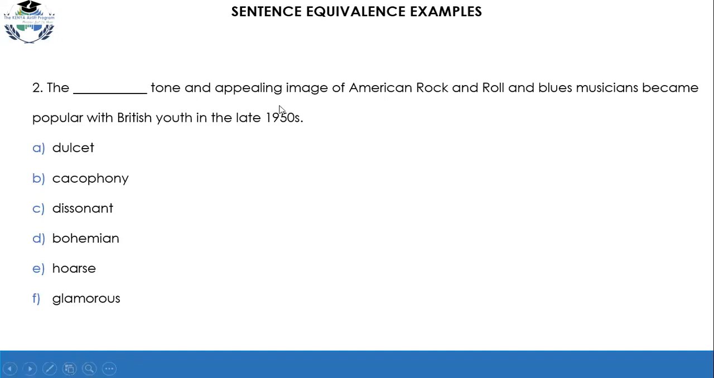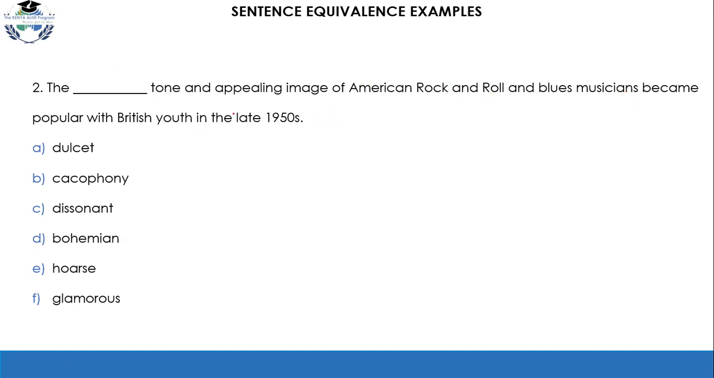Right, so let's read this sentence together. The blank tone and appealing image of American rock and roll and blues musicians became popular with the British youth in the late 50s. The blank tone and appealing image of American rock and roll and blues musicians became popular with the British youth in the late 1950s. So could someone maybe kindly tell us what they think about this sentence? What are we thinking about? Like what are they thinking about when they read this sentence?